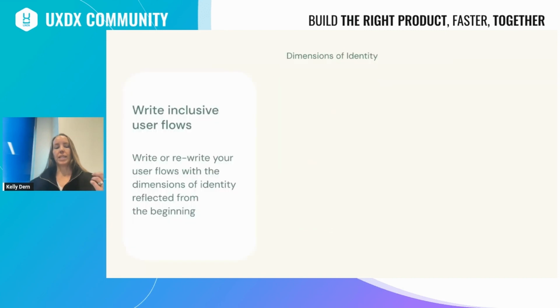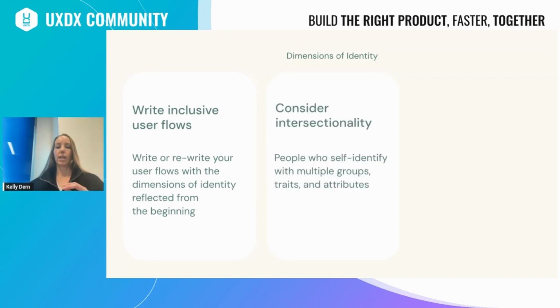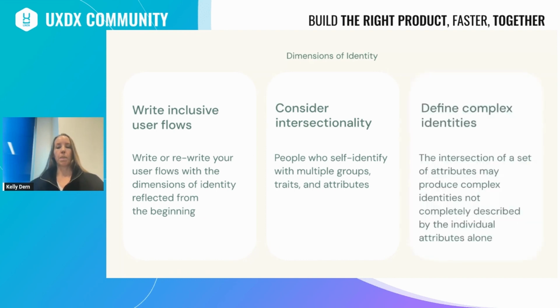And if we take the dimensions of identity and apply it to our systematizing process, what we can do is write inclusive user flows using the dimensions of identity from the very beginning. Next, we can consider intersectionality. These are the people who identify with these multiple groups, traits, and attributes, and how these things work together to define complex identity not described by the individual attributes alone.